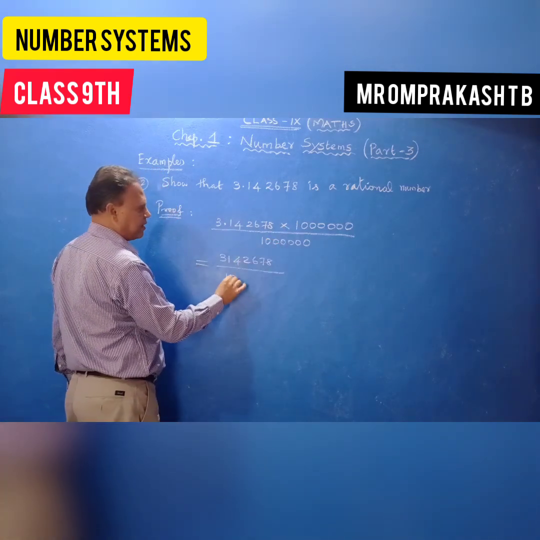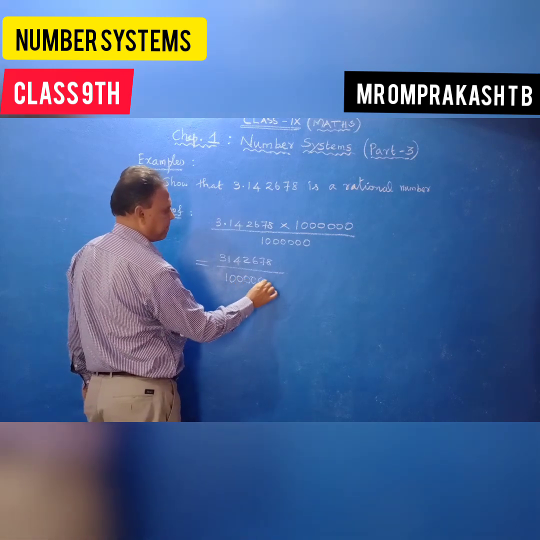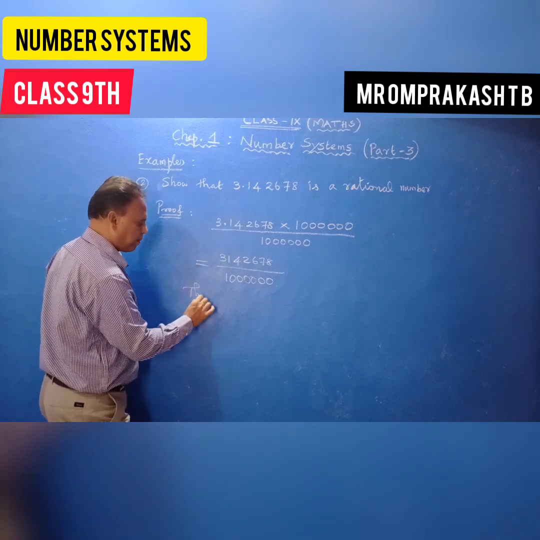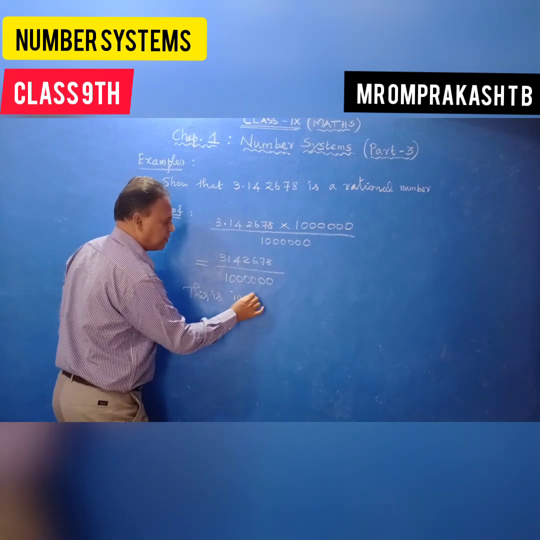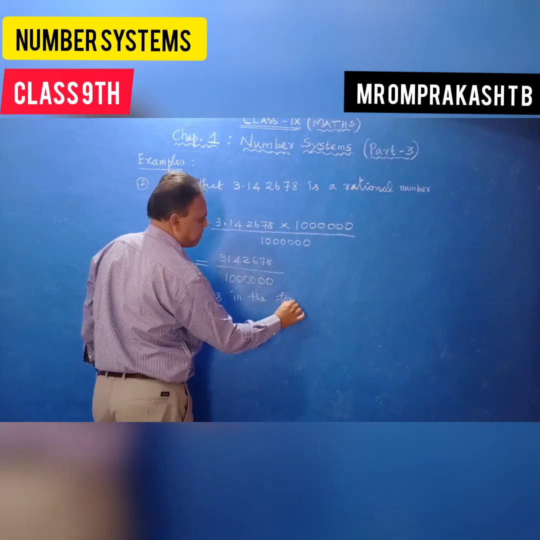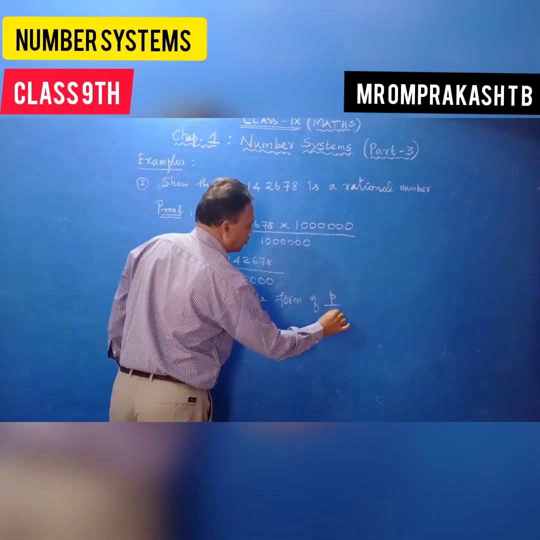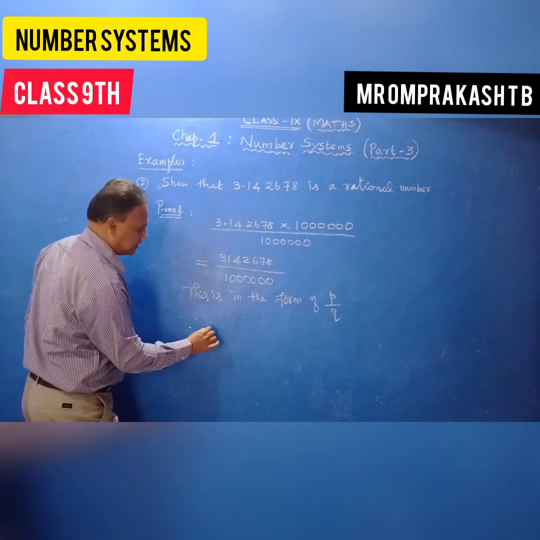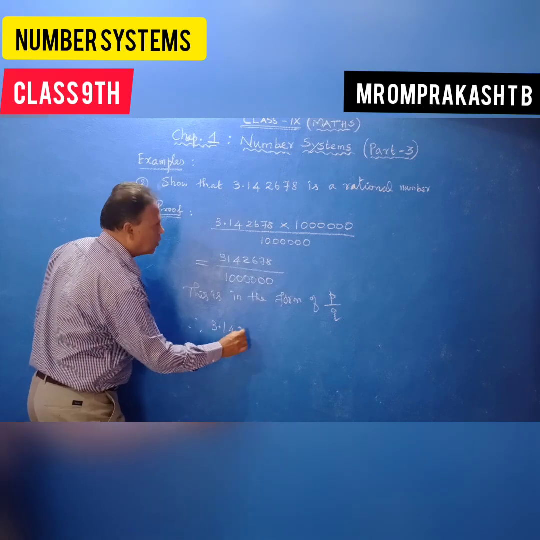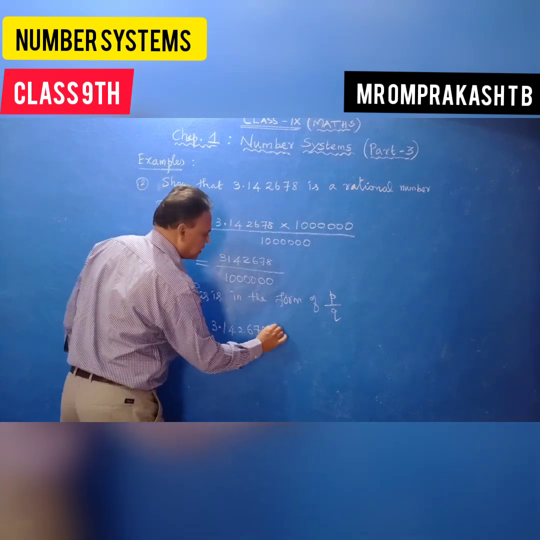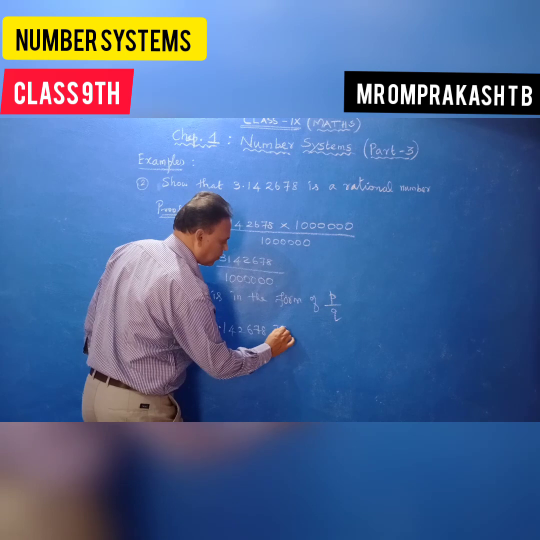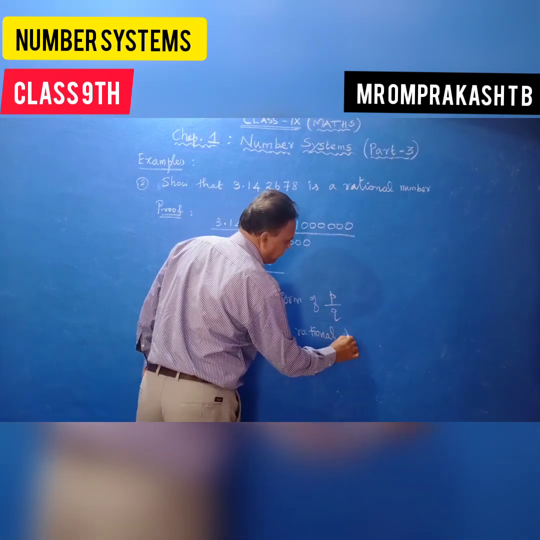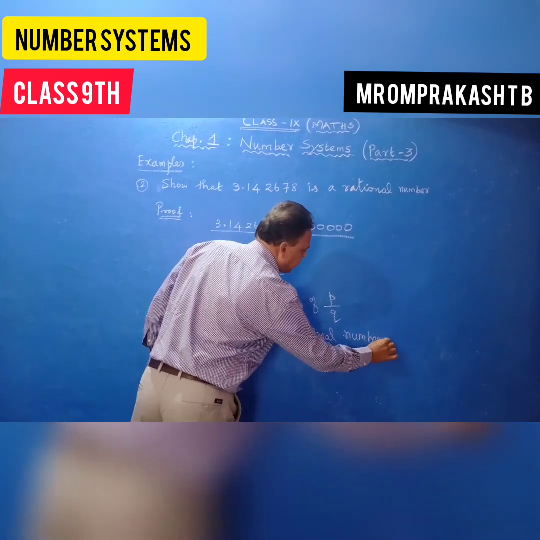Now write the denominator. So this is which form? This is in the form of P by Q. Therefore, it is a rational number. Therefore, 3.142678 is rational. Hence proved.